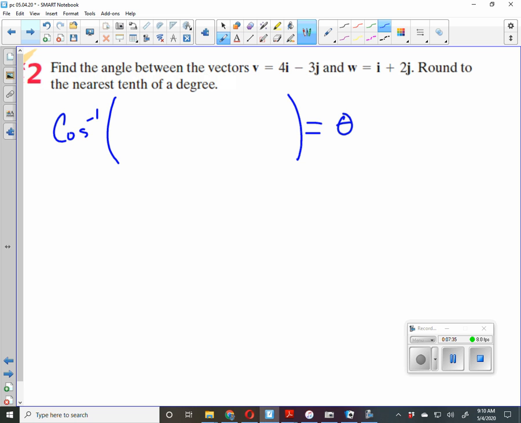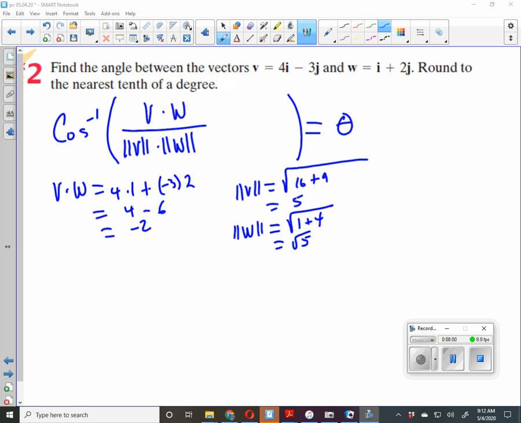We've got to multiply the dot products divided by the magnitude, right? This is going to be V times W divided by the magnitude of V times the magnitude of W. And the question is, how do you go about doing that? We got some work cut out for us.